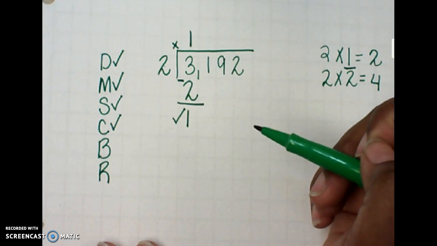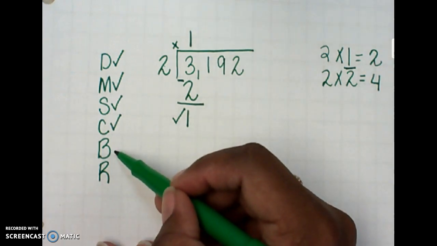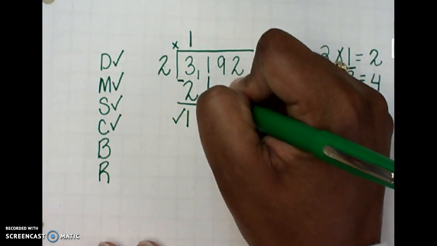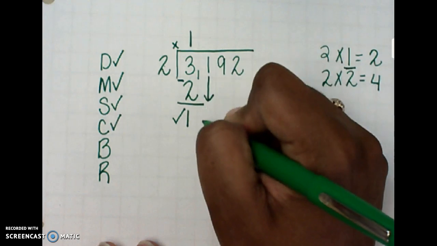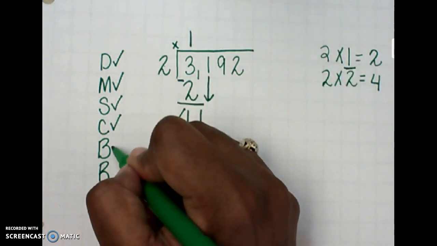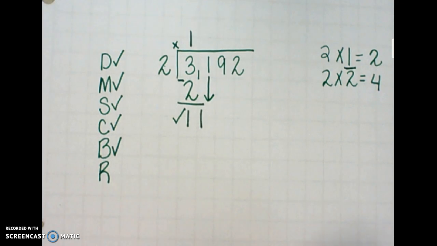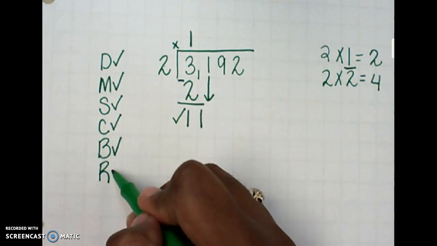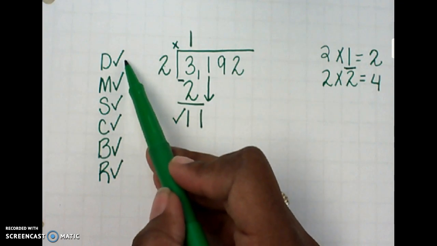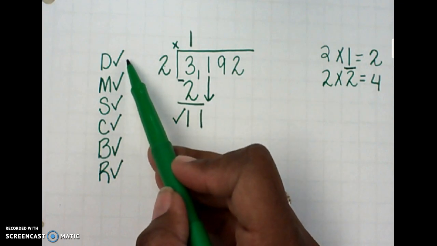Now I am ready to do B, which stands for bring down. I'm going to bring down my 1 all the way next to the 1 that I have here. And I'm going to put a check next to B. Now I am ready to repeat. Put my check by repeat. I'm starting all over. I'm starting with the D for divide.